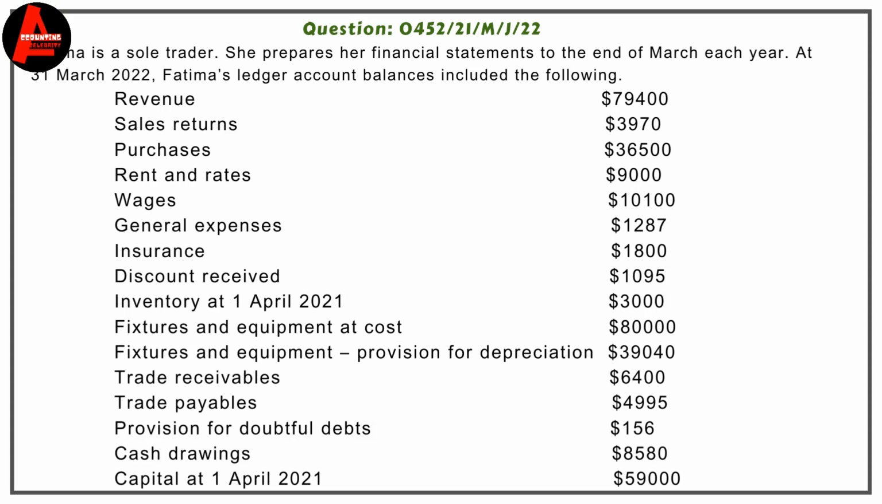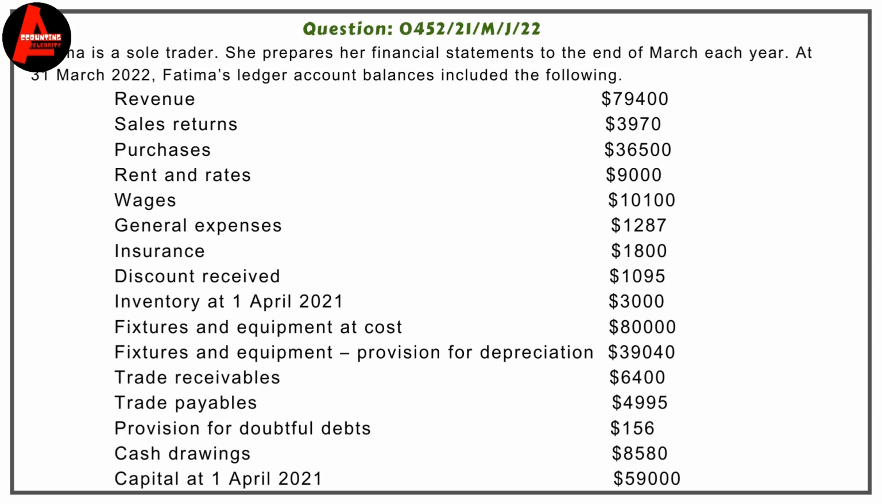So here we have revenue. This will come in the trading account section. Sales return will be subtracted from the revenue. Purchases, trading account section. Rent and rates will appear in the profit and loss account section. Wages, profit and loss account section. General expenses, profit and loss account section. Insurance, same. Discount receipt, same.